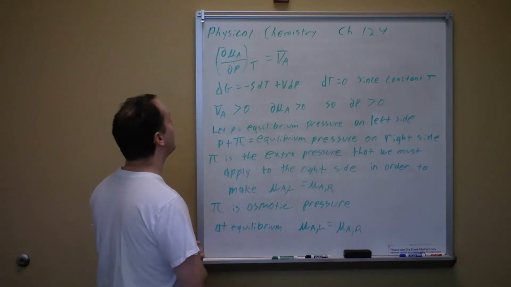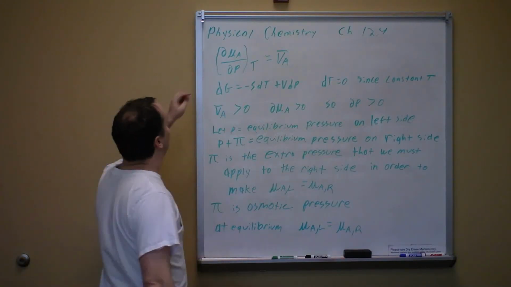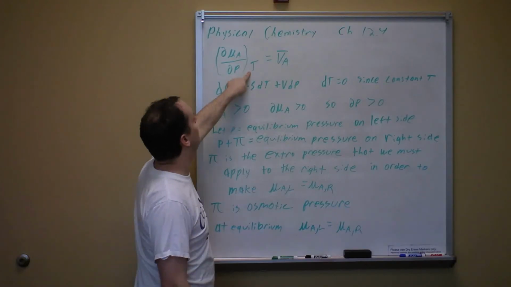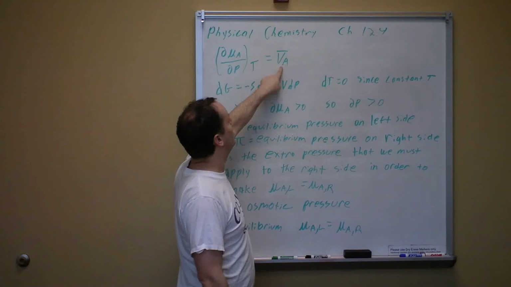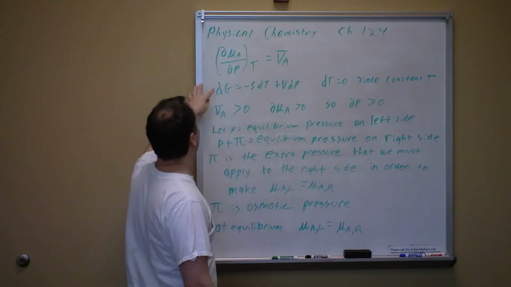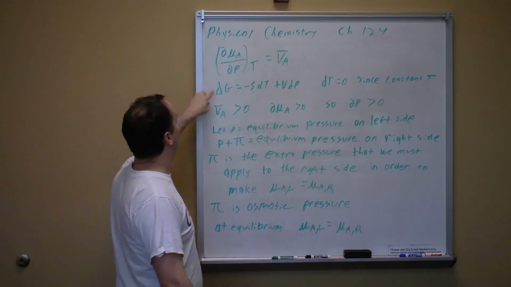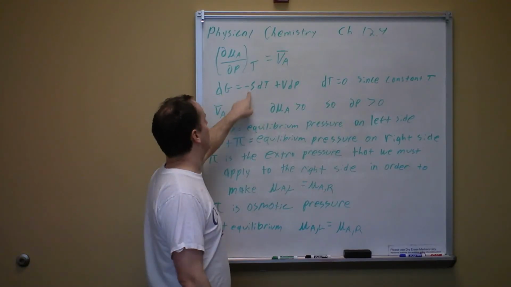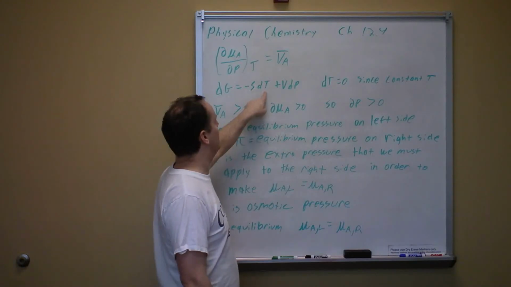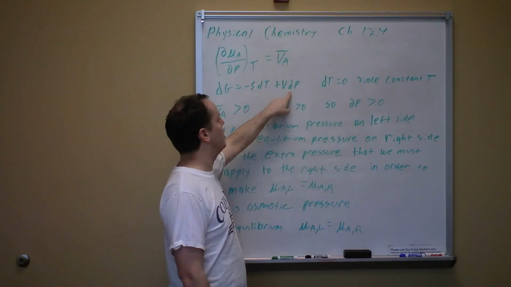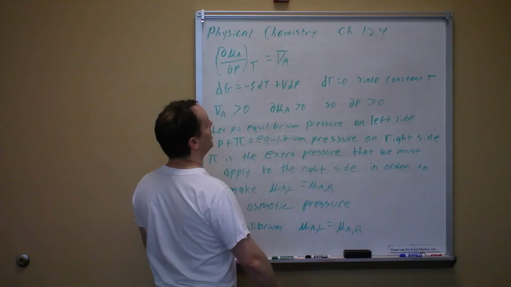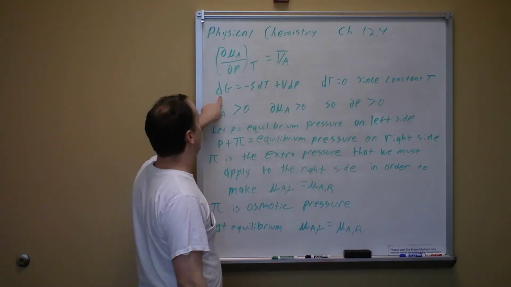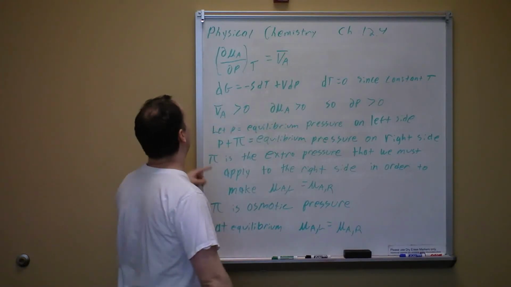Continuing on physical chemistry, chapter 12, we're in section 4. So remember, the derivative of the chemical potential of A with respect to pressure, holding temperature constant, is just equal to the partial molar volume of A. And remember, A is our solvent. Now also we know from way back in chapter 2, the differential of Gibbs free energy is equal to minus the entropy times the differential of temperature plus volume times the differential of pressure. We're going to be holding temperature constant, so this whole term goes to 0. So that would just give us dG is equal to V dP.